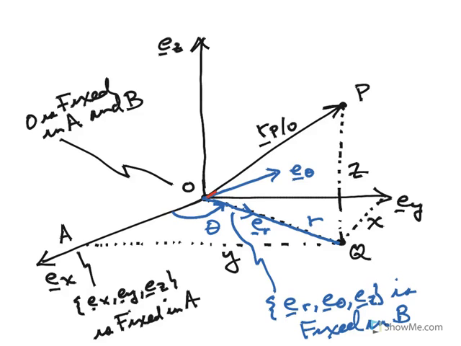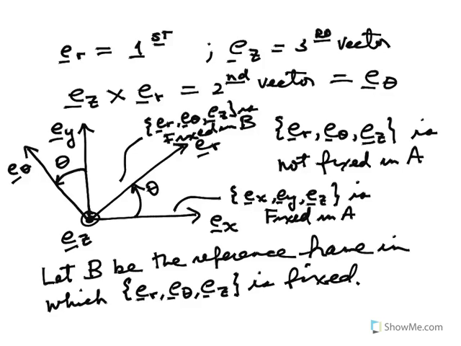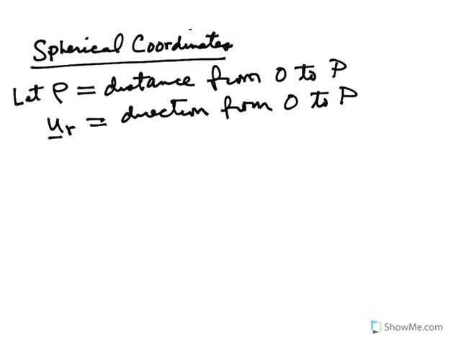So this distance from O to P, which I'm going to mark in red, is going to be denoted by rho. And then I'm going to let U sub R be the unit vector, which is the direction from O to P. And then I'm going to define another direction: let U sub theta equal E sub theta. The way I'm going to order this is I'm going to call the direction U sub R the first direction, and U sub theta the third direction.